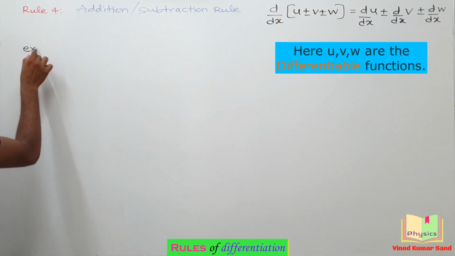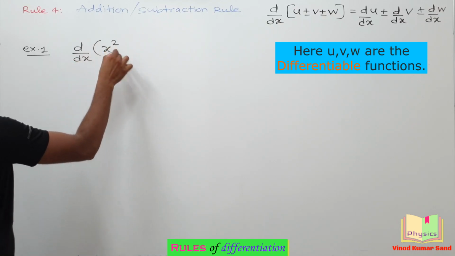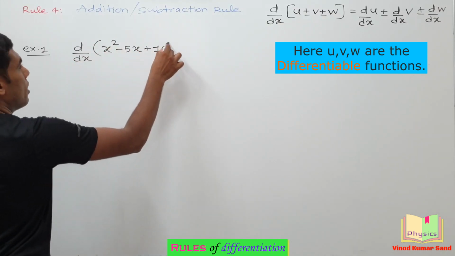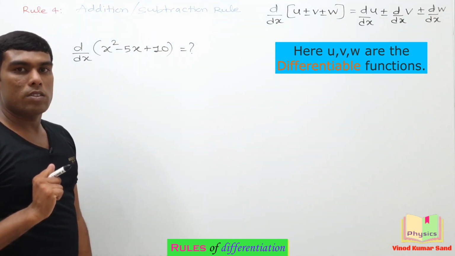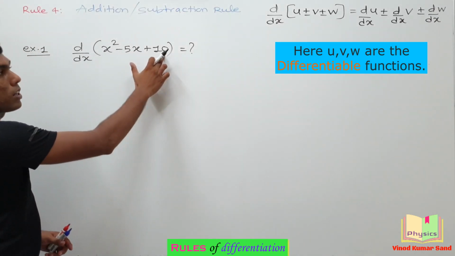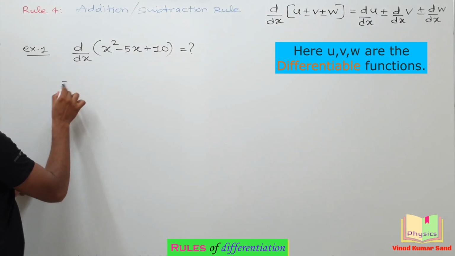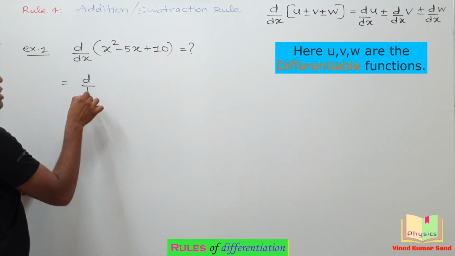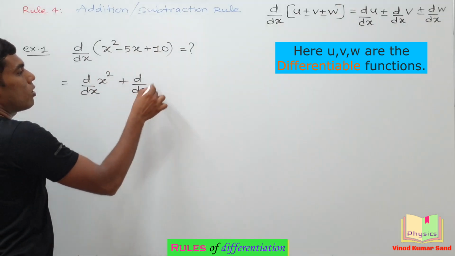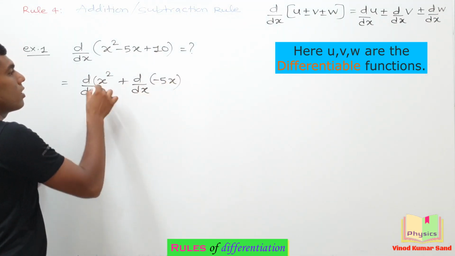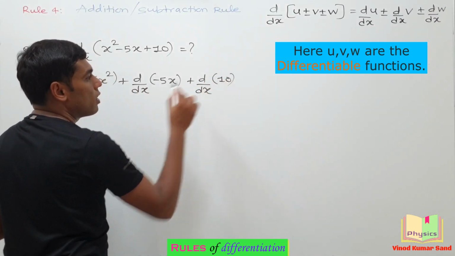Let's take up example number 1. If someone asks you d by dx of x square minus 5x plus 10, what should be the answer? How can you simplify this? Here are 3 functions. They are in addition or subtraction. Then it can be solved individually. d by dx of x square plus d by dx of minus 5x plus d by dx of 10.